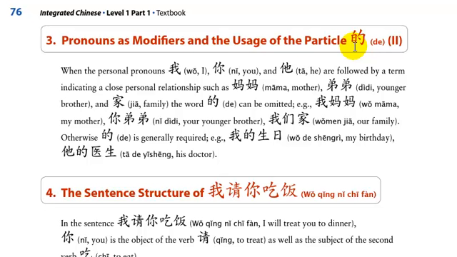Just as you learned that 的 is a way of showing possession, like 我的妈妈. Now here's an exception: you can omit it when it's used to indicate a personal close relationship. So instead of saying 我的妈妈 or 我的弟弟, Chinese are apt to say 我妈妈 or 我弟弟, 我们家. Otherwise, 的 is required. For example, my birthday, 我的生日, or his doctor, 他的医生.